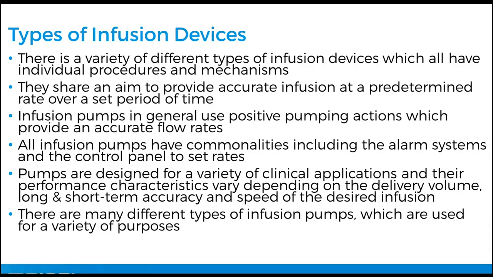Types of infusion devices. There are a variety of different types of infusion devices, which are all individual procedures and mechanisms. They share an aim to provide accurate infusion at a predetermined rate over a set period of time. Infusion pumps, in general, use positive pumping actions, which provide an accurate flow rate. All infusion pumps have commonalities, including alarm systems and some type of control panel to set rates. Pumps are designed for a variety of clinical applications and their performance characteristics vary depending on the delivery of volume, long and short term accuracy and speed of the desired infusion. There are many different types of infusion pumps which can be used for a variety of purposes.